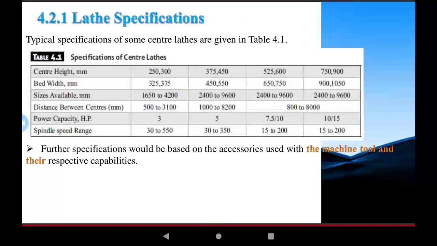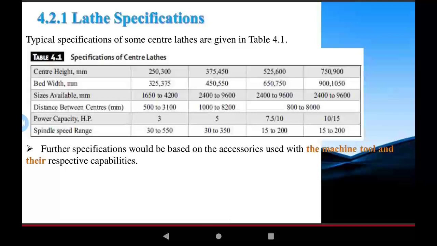Let's specify some standard parameters to consider for lathe machine specification. Some of the center lathes are given in the table. This table presents a brief specification of the lathe machine.